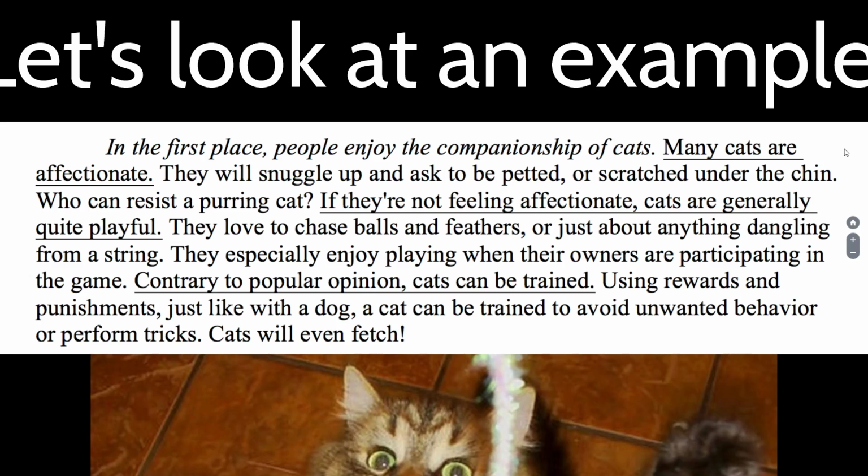Okay, so let's look at the third supporting detail. Contrary to popular opinions, cats can be trained. I think this is true to some extent. Using rewards and punishments, just like with a dog, a cat can be trained to avoid unwanted behavior or perform tricks. Cats will even fetch. My cat, when she was a kitty, loved to play with paper balls. I would roll a piece of paper up into a ball and throw it, and she would bring it back.